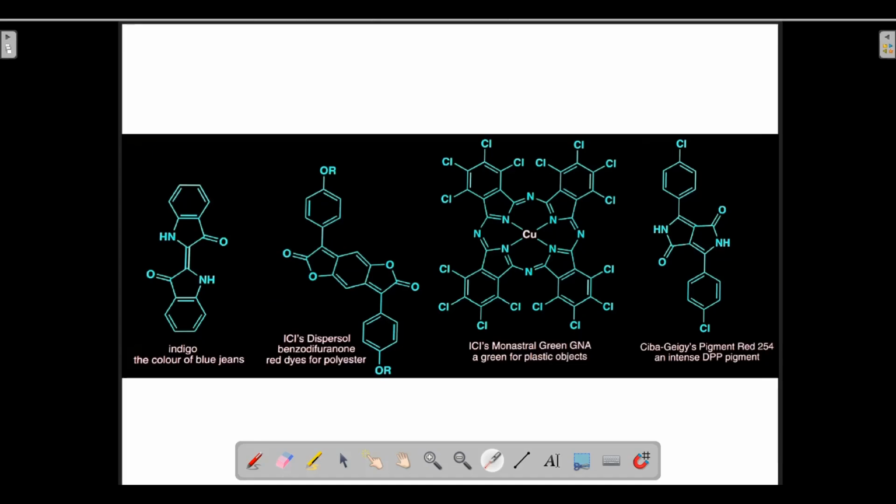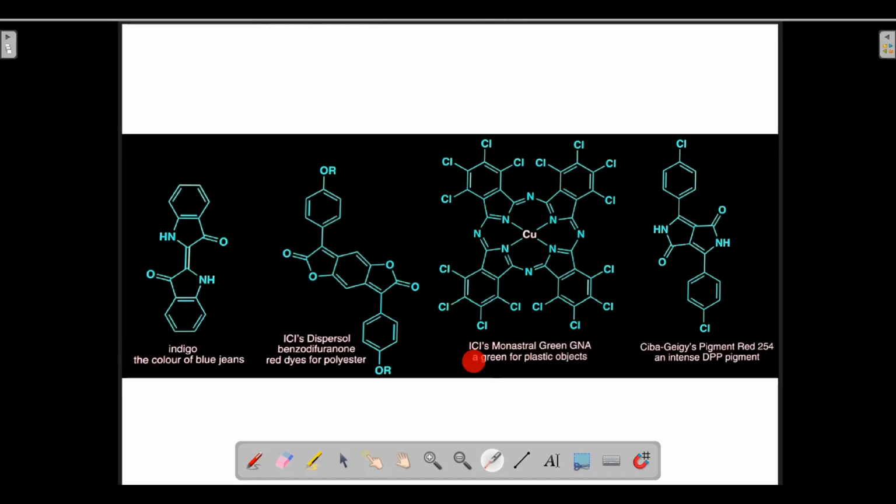Now what are phthalocyanine metal complexes? This is a phthalocyanine metal complex. If you remove this copper from here, and you remove these chlorines and replace all the chlorines with hydrogen, it will become phthalocyanine. But when copper and chlorines are present, it is called Imperial Chemical Industries Monastral Green GNA.